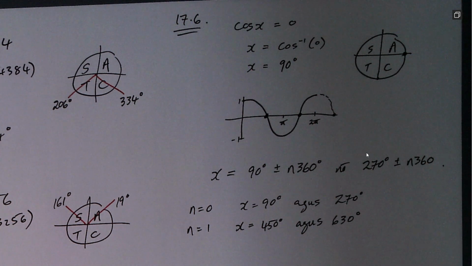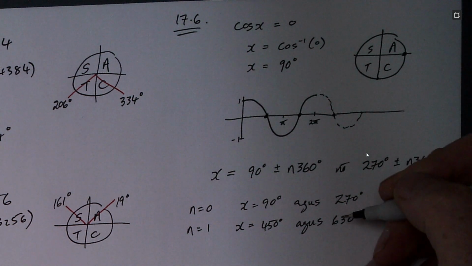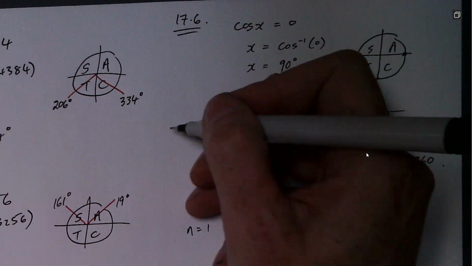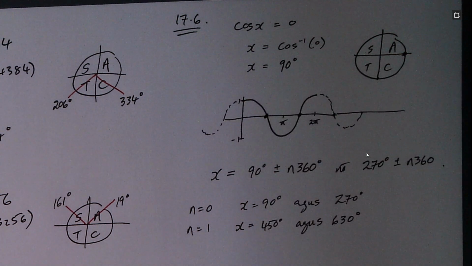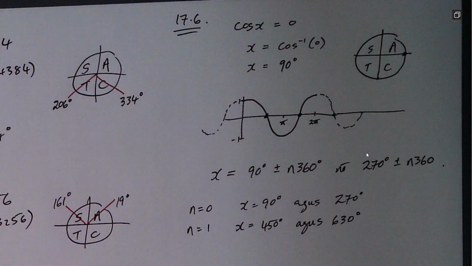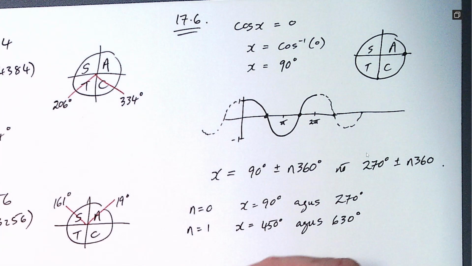And you can keep going: n equals 2, n equals 3, n equals 4. And you just go around the circle and the graph each time it reaches 0. Does that make sense? And then if n is negative, going to minus 360, you just go in the opposite direction. So that's basically 0 to the end. Does that make more sense? Okay, let's try a quick question.